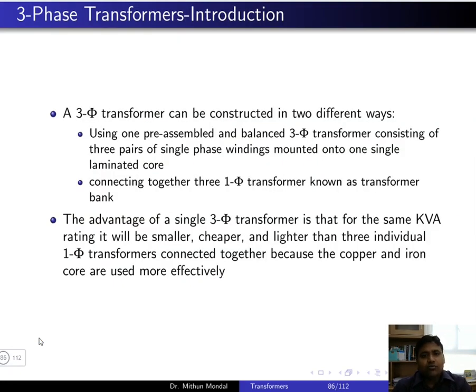In the next class we will start our discussion on the three-phase transformer. Here we have discussed the parallel operation of the transformer, and before that we discussed a little bit on the per unit system, what is the importance of the per unit system, and how to do the calculation. In the tutorial problem we will discuss the per unit system and then the parallel operation.